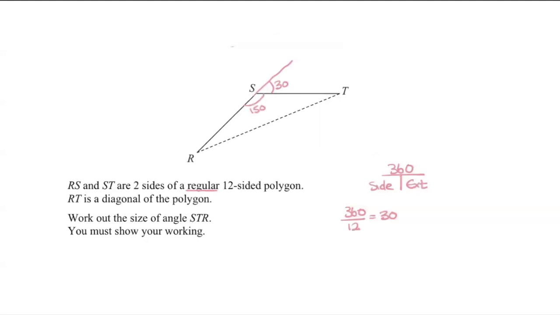Now, because the polygon is regular, it means all the edges are equal. So we're looking at an isosceles triangle right there. So 180 take away 150 brings us back to our 30. 30 divided by 2 is 15. So that missing angle they wanted us to find is 15 degrees.